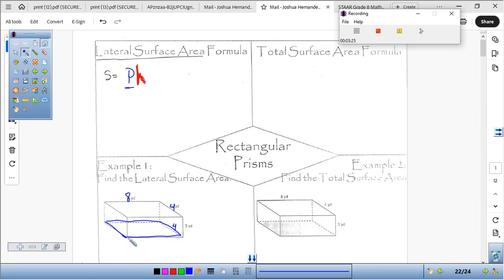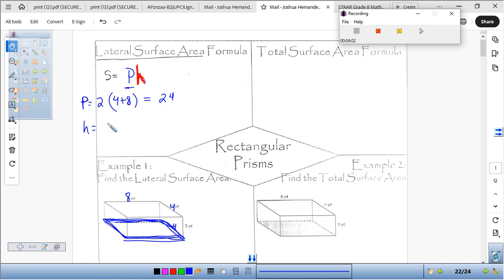So the distance around the base is your perimeter, with 4 and 8. I'm just going to add them up: 4 plus 8. And how many of those do I have? I have 2 of them: 4 plus 8, and then another 4 plus 8. Let's figure out what the perimeter is, and then the height. I add these and get 12. 8 plus 4 is 12, and 12 times 2 is 24.